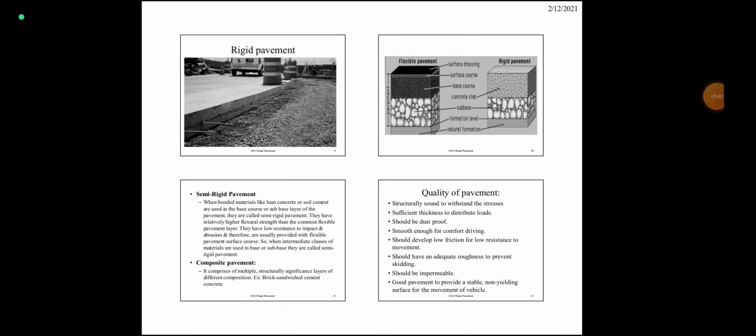Should develop low friction for low resistance to movement. Should have adequate roughness to prevent skidding.